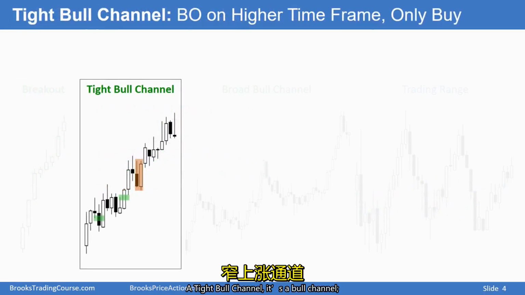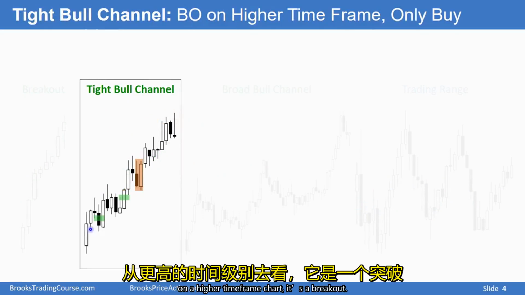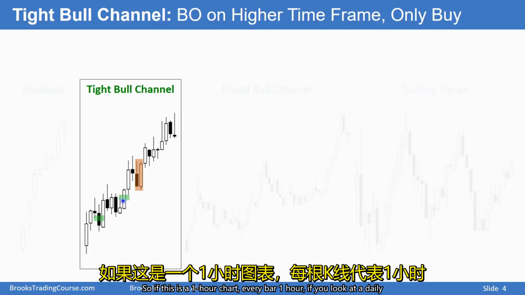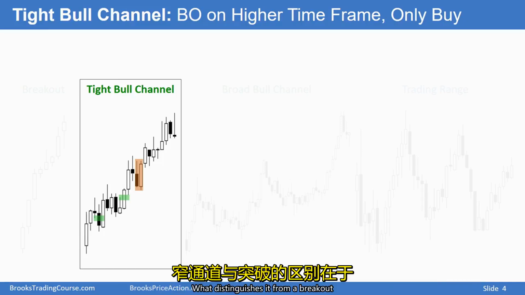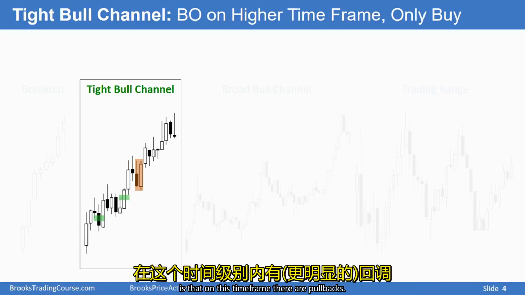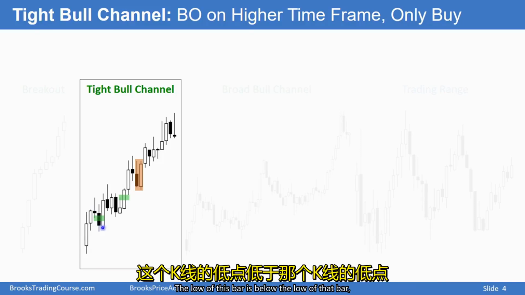A tight bull channel, it's a bull channel, and on a higher time frame chart, it's a breakout. So if this is a 1 hour chart, every bar 1 hour, if you look at a daily or a weekly chart, it may be simply 2 or 3 consecutive bull trend bars. What distinguishes it from a breakout is that on this time frame, there are pullbacks. The low of this bar is below the low of that bar.